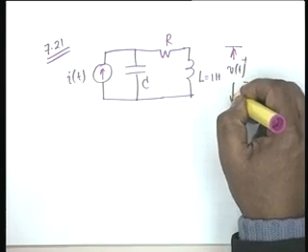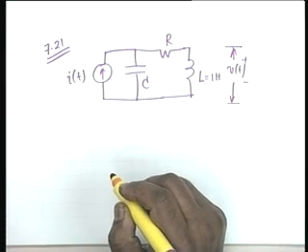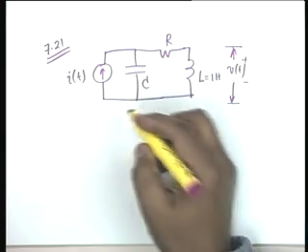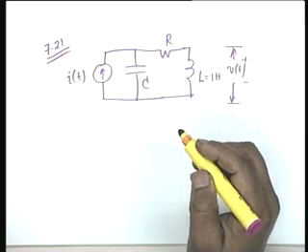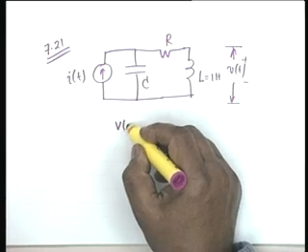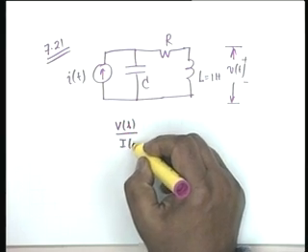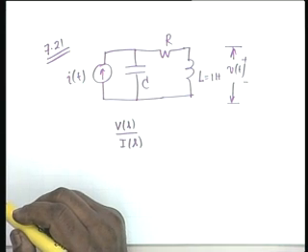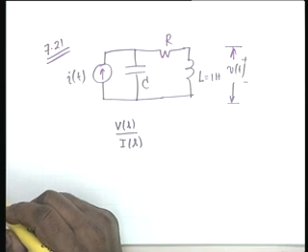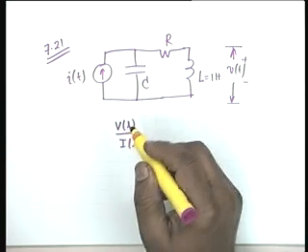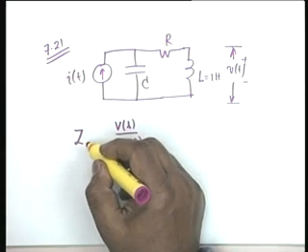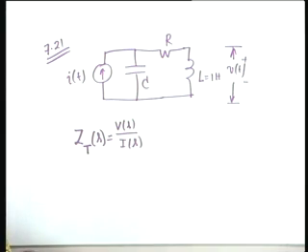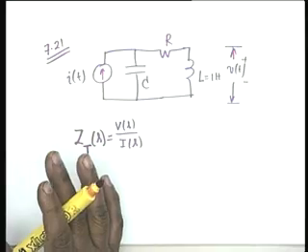This is the response that is to be found, V of t. The circuit is initially relaxed. The question is to find the network function V of S by I of S. What kind of a function is this? This is a transfer impedance, voltage by current. We can write this as Z_T of S, where this T, not Thevenin, stands for transfer.